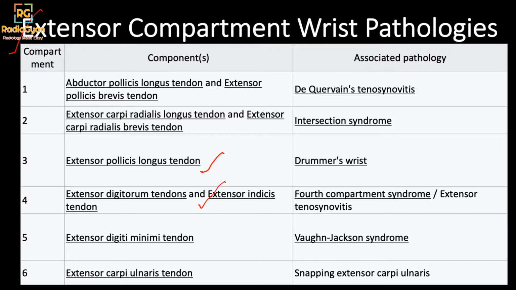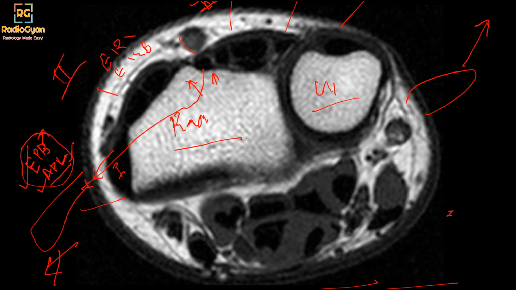Coming to the fifth compartment, imagine the little finger to be here. So the fifth compartment has extensor digiti minimi. The small finger is known as minimi. So extensor digiti minimi is in the fifth compartment, and the final compartment is the ulnar compartment, which has the extensor carpi ulnaris tendon. Hopefully you have a slightly better understanding than before.